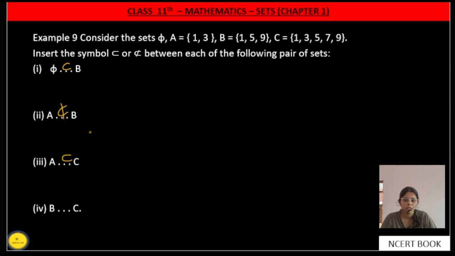Now the next is B blank C. We have 1, 5, 9 and C contains 1, 3, 5, 7, 9. So C also contains 1, 5, 9. So we can say that B is a subset of C.